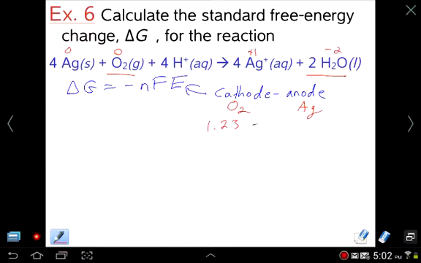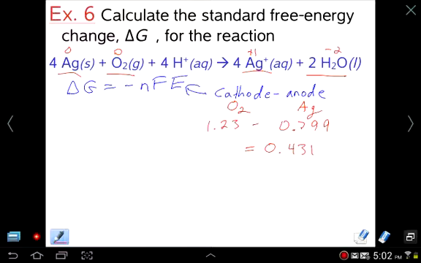And minus the silver, now silver has to become silver +1. That's 0.799. And notice right away that oxygen has a higher reduction potential, which means oxygen will get reduced and silver will get oxidized. So subtracting the two, go ahead and do this on your calculator. We should get a value of 0.431, but we can reduce that later on.